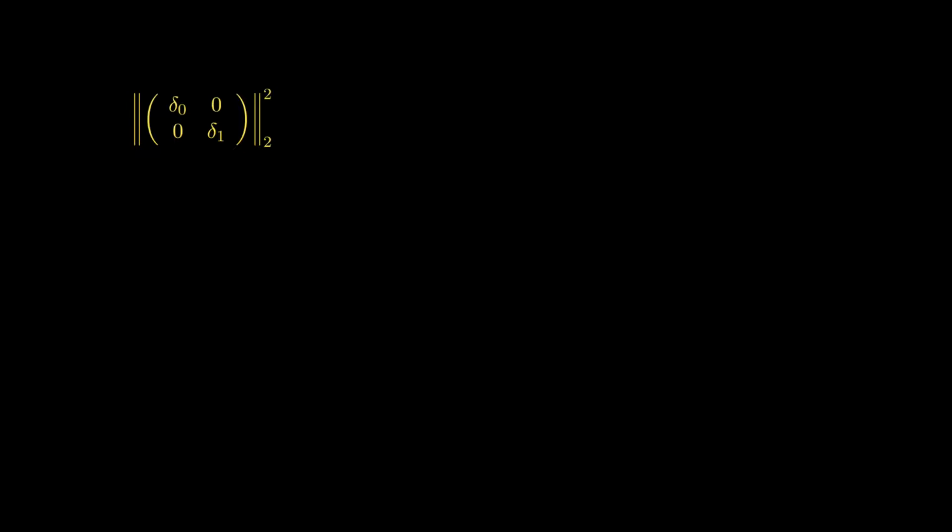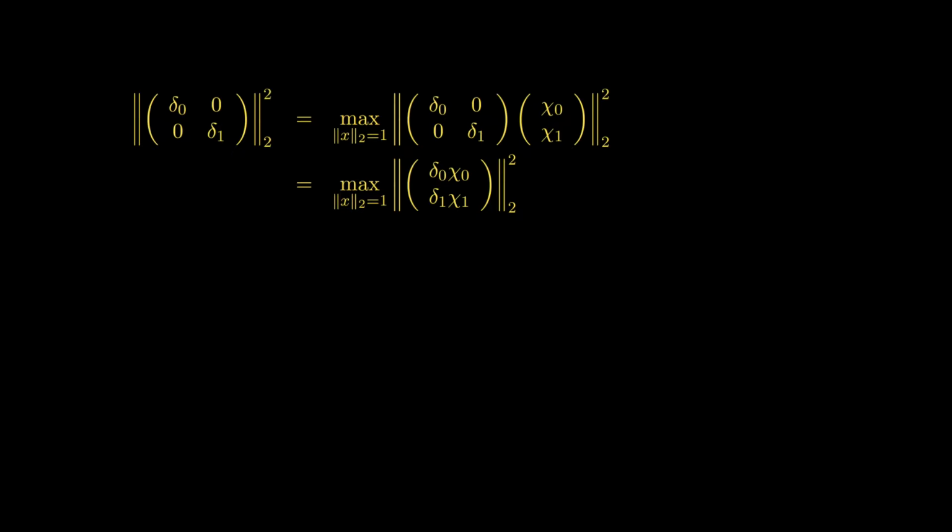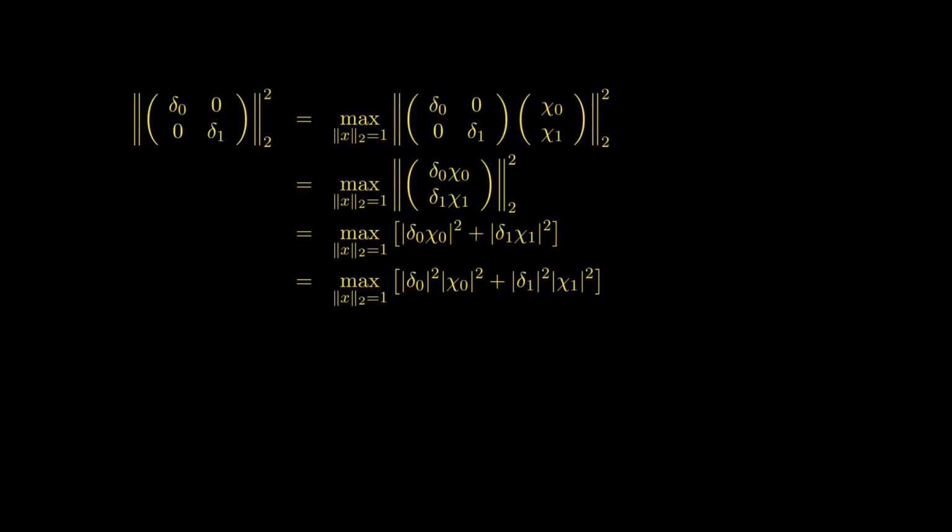Well, first of all, we're going to square the 2 norm of the matrix, because then we don't have to deal with the square root all the time. And that's just equal to the max over all vectors with 2 norm equal to 1 of the 2 norm squared of the matrix times those vectors. Now, we can multiply out the diagonal matrix times the vector to get this, and then we can use the definition of the 2 norm to get that it's the sum of the squares of the absolute values of the elements. And then we can factor out the delta 0 and delta 1 in absolute value squared.